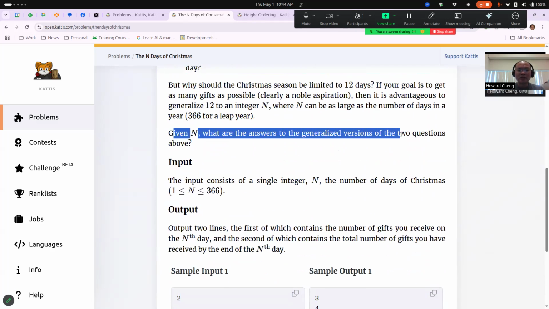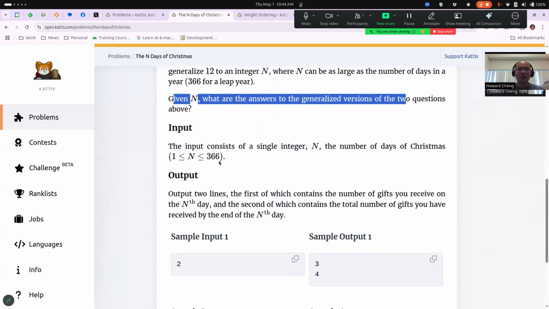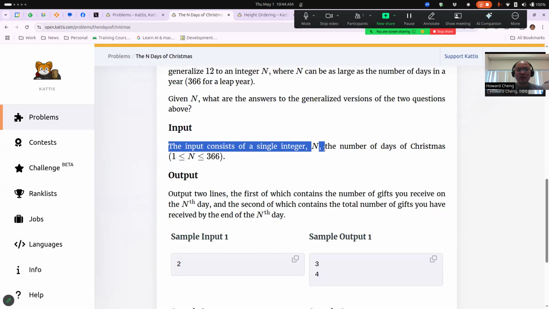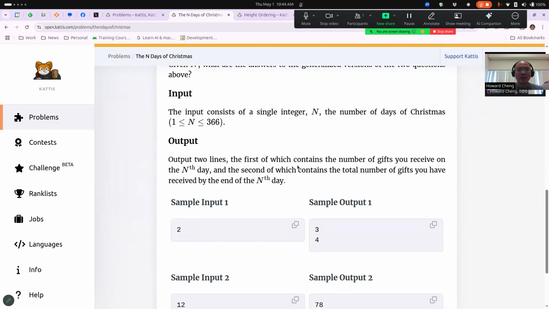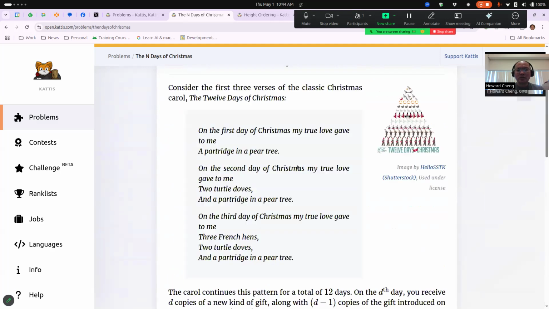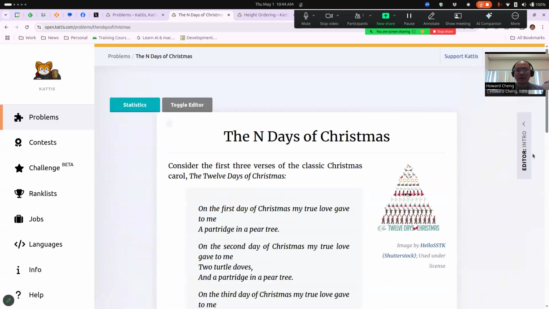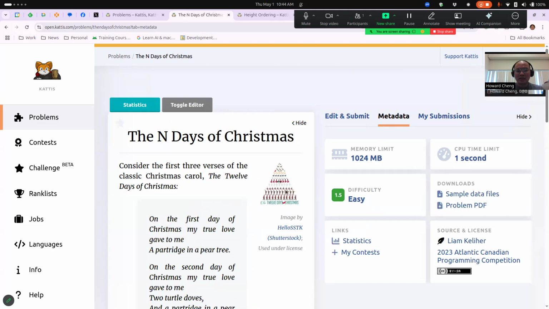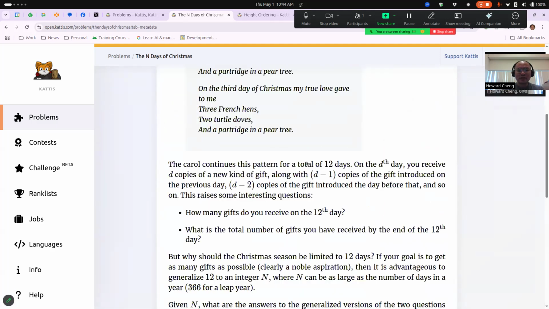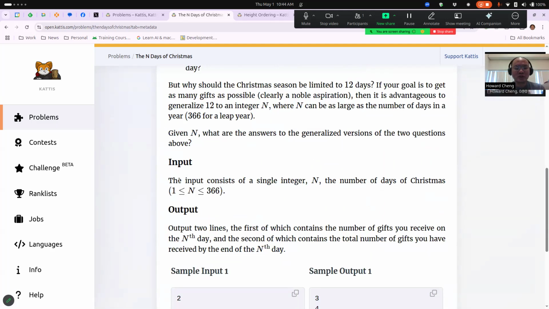Given n, what are the answers to generalized versions of the two questions above? The input consists of a single integer n, which is the number of days of Christmas. And in this case, n is between 1 and 366. So how much time do we have? 1 second. Now, we don't have to worry too much about this 1 second because the input is at most 366. So whatever reasonable things you do, it's probably good enough.